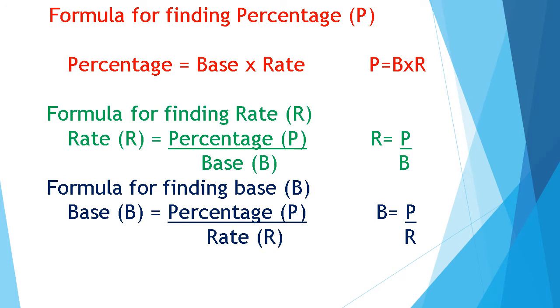We have a formula for finding percentage. Percentage is equal to base times rate, or P is equal to B times R. The formula for finding the rate is equal to percentage over base, or R is equal to P over B. The formula for finding the base is equal to percentage over rate, or B is equal to P over R.